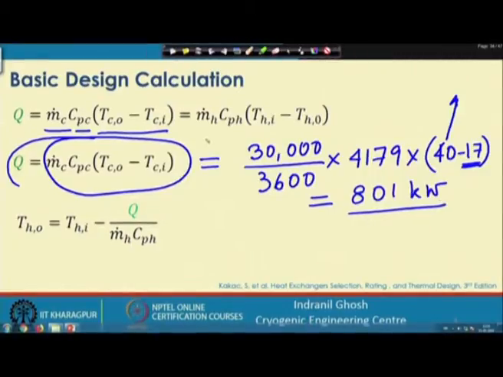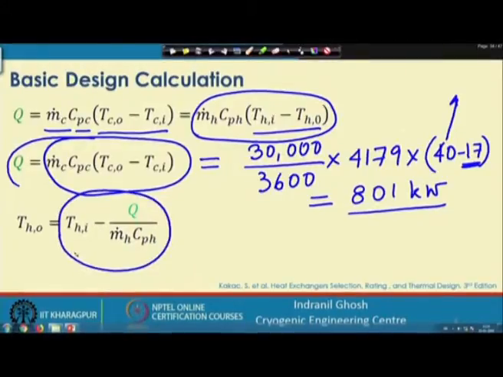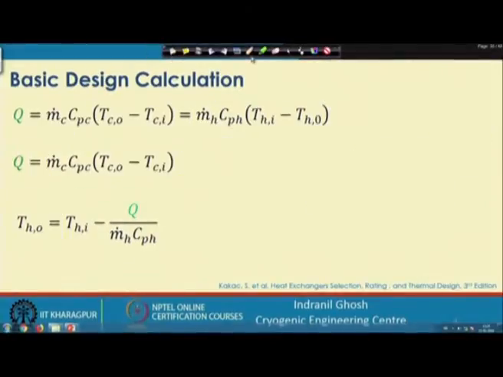And this is equal to, obviously, m dot h Cph times (Thi minus Th0). So, this equation will be used to find out the exit temperature of the hot fluid. Because we have already calculated Q equals 801, if we put that value, we will be able to estimate it to be 53.2 degrees centigrade. So, now you see we already know all the inlet and exit temperatures of the heat exchanger.